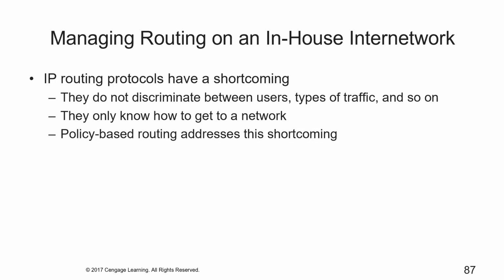So managing routing on an in-house internetwork, IP routing protocols have a shortcoming. They do not discriminate between users, types of traffic, and so on. They know only how to get to a network, and policy-based routing addresses this shortcoming. Simply configuring an IGP on an in-house network will likely establish connectivity between each subnet. However, there's much more to managing routing than simply establishing connectivity. An administrator should consider policy first and foremost. IP routing protocols have a shortcoming. Again, they don't discriminate between users and types of traffic.